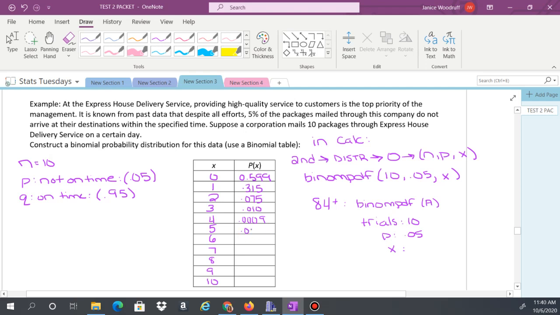Then for 5, 0.00006. Then for 6, you've got 5 zeros and a 3. And then the rest are so small that I would just put 0. So 0, 0, 0, 0.